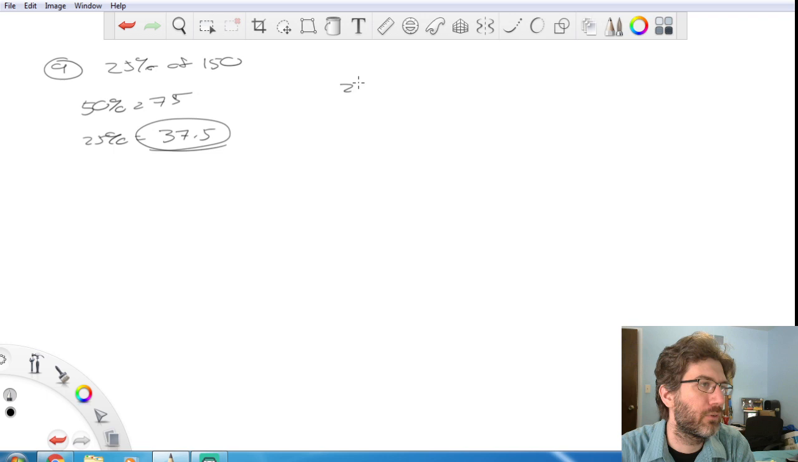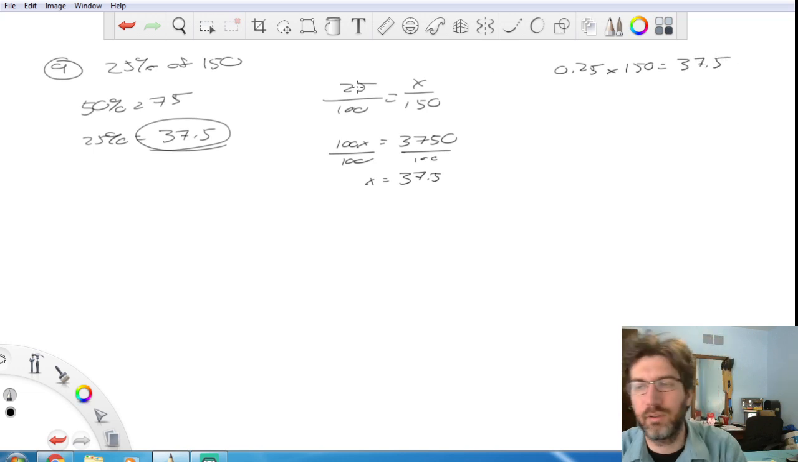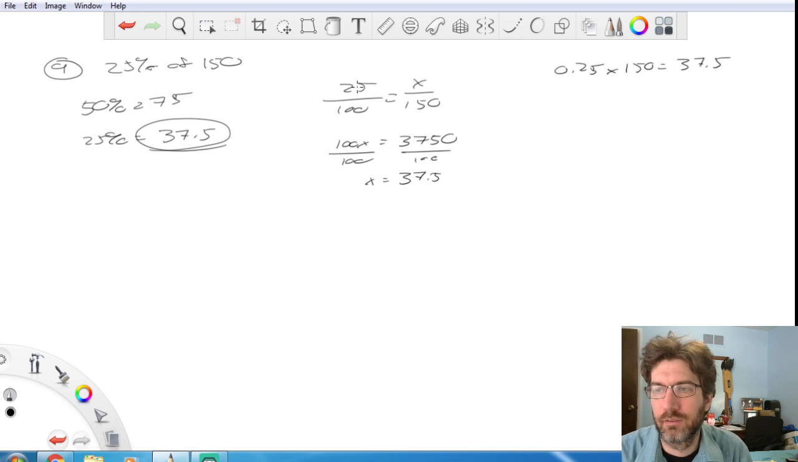Or you could set it up as 25 over 100 equals x over 150. 100x equals 3750, divided by 100. X equals 37.5. Or you can just do 0.25 times 150. Any way you want. 12.